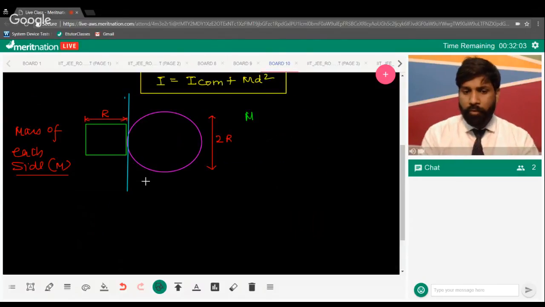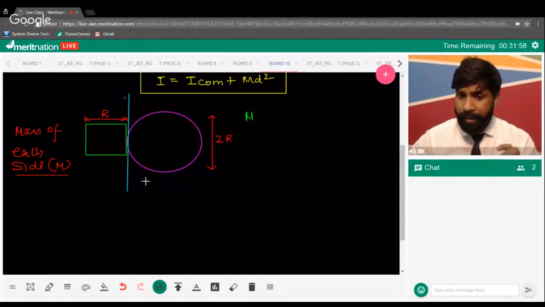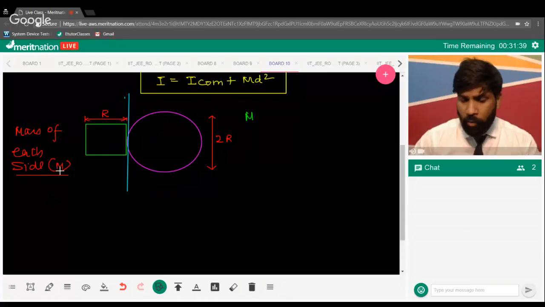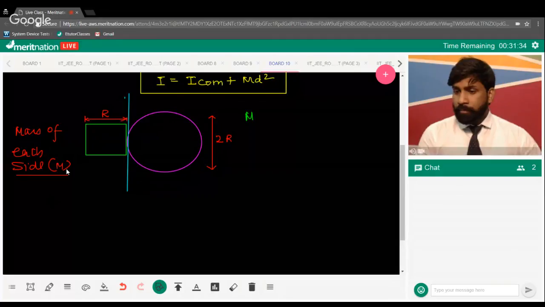But you can see first, this pink color one is basically a metallic ring of radius r and mass m. And one more metallic square whose side is r is in contact with this pink color ring. So basically we need to find the moment of inertia of this arrangement about this blue color axis. And here the mass of each side of this square is m. So you can try. Come on, students, you can try.